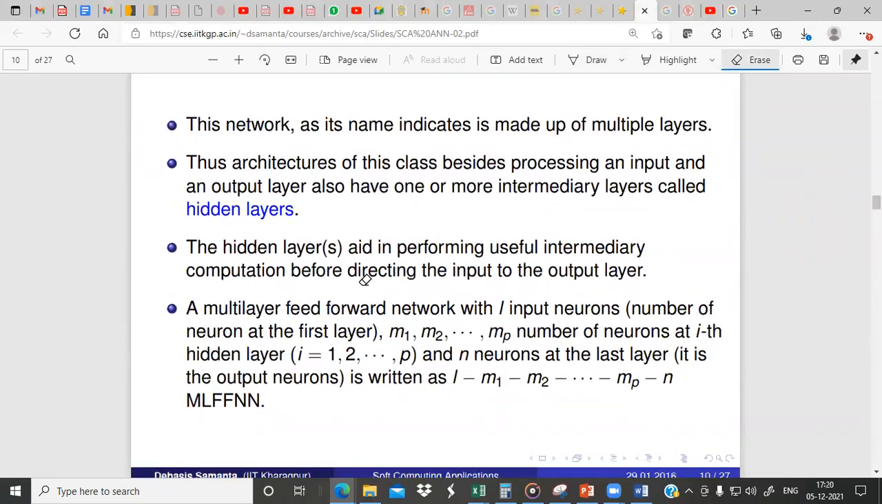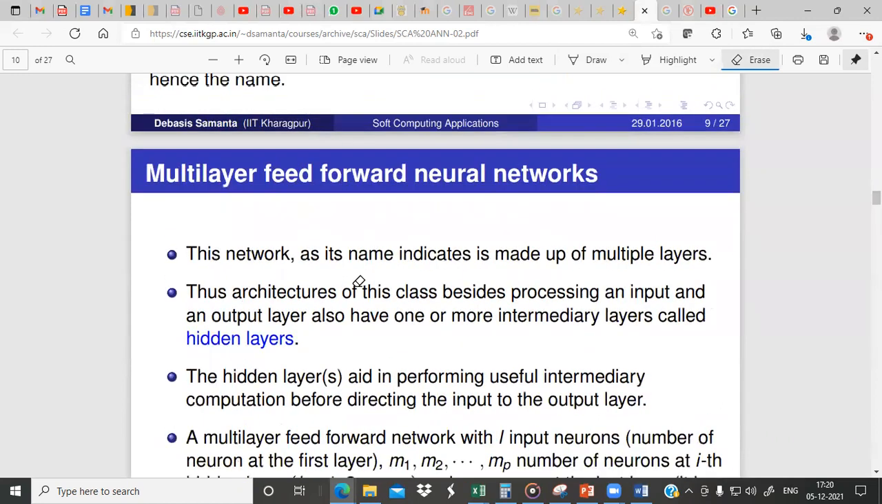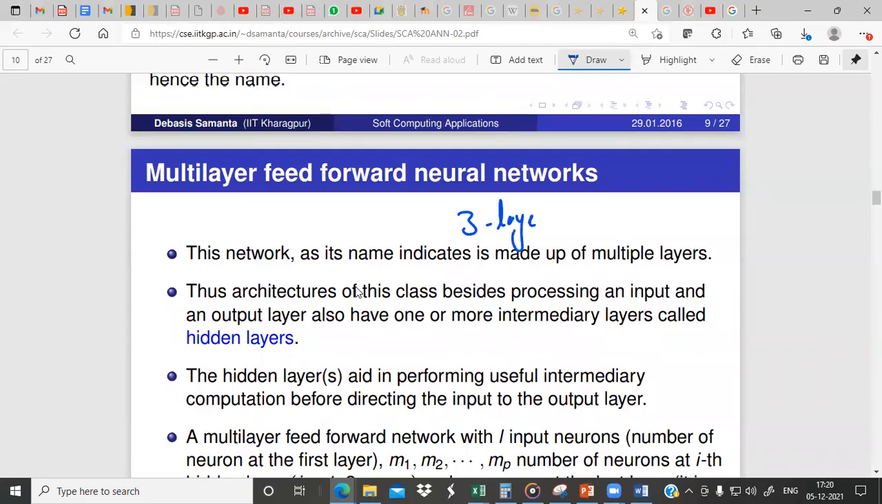So the concept is almost same. In a single layer feed forward neural network, you have only one layer. But in a multi-layer feed forward neural network, you will have multiple layers. As a simple case, let us try to understand a three-layer neural network model where it has an input layer, a hidden layer, and an output layer. So this is the simplest example for a multi-layer feed-forward network.